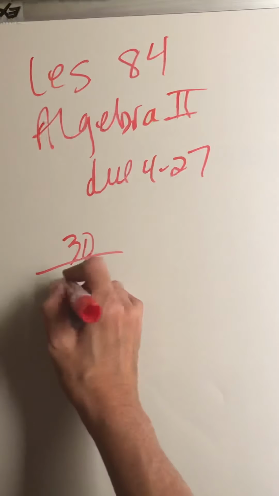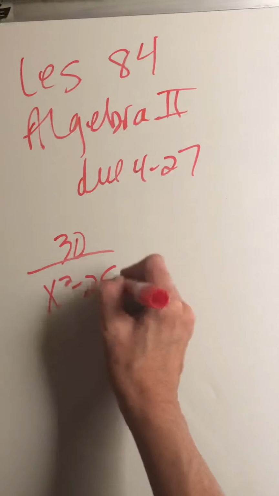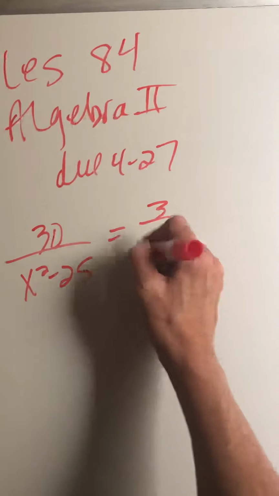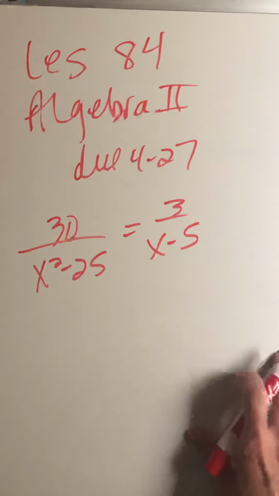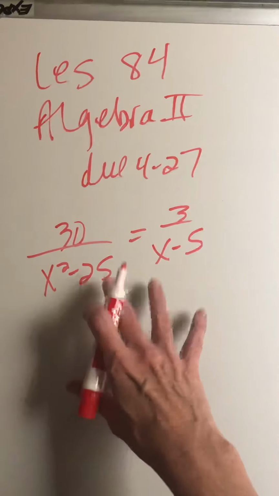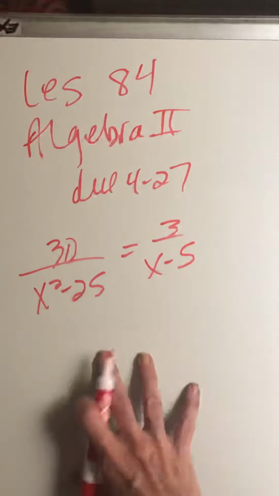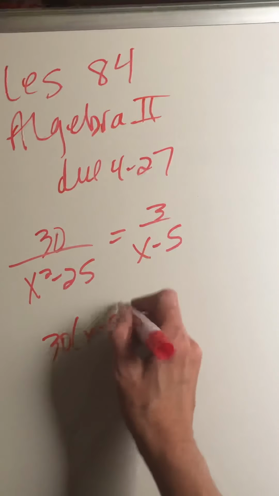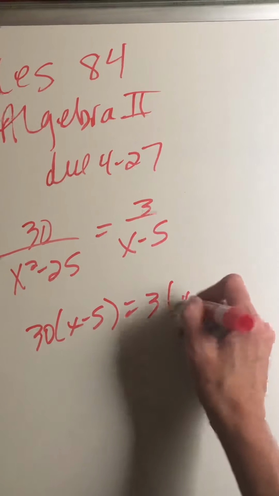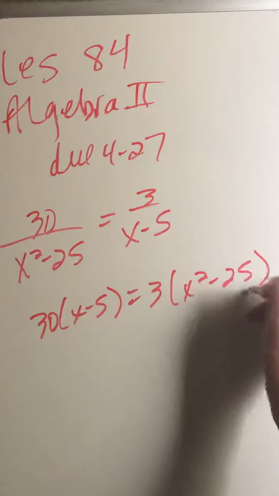Some of your rational equations are going to look like this. They're actually set up as proportions. So just solve them as a proportion. If it's set up and it looks like this, solve it as a proportion. So you're just going to cross multiply. 30 times x minus 5 equals 3 times x squared minus 25.